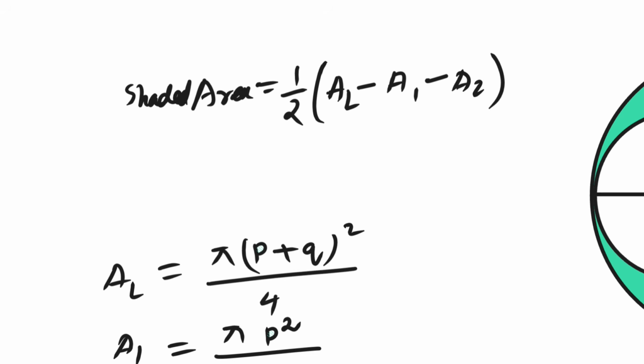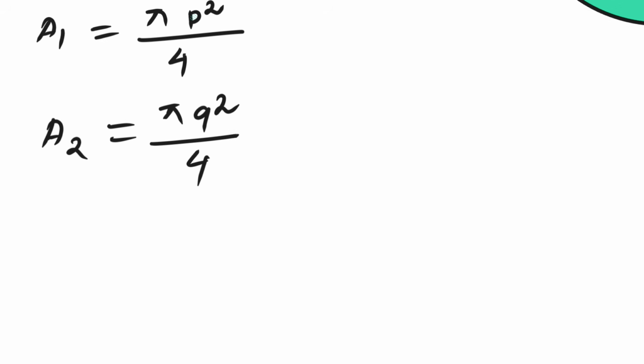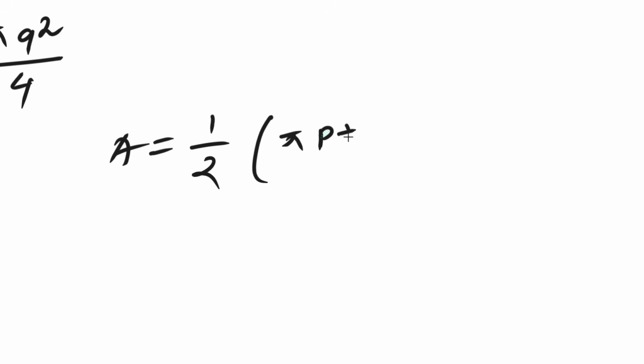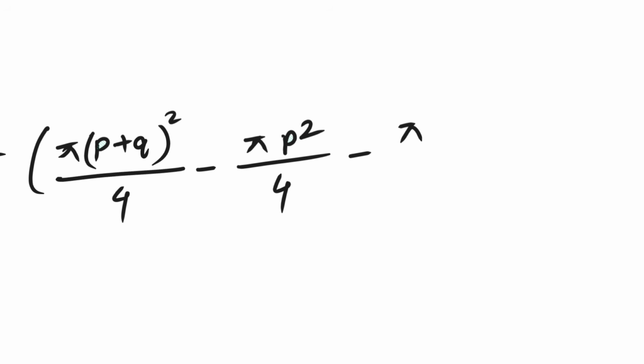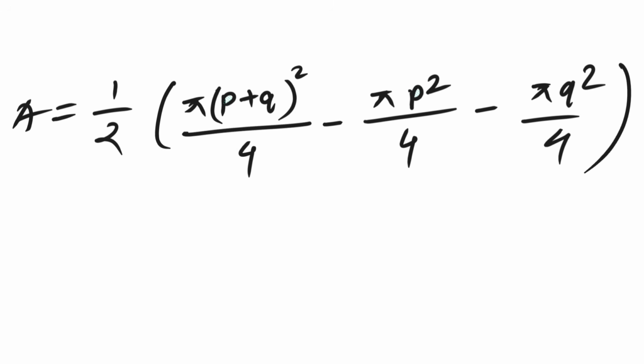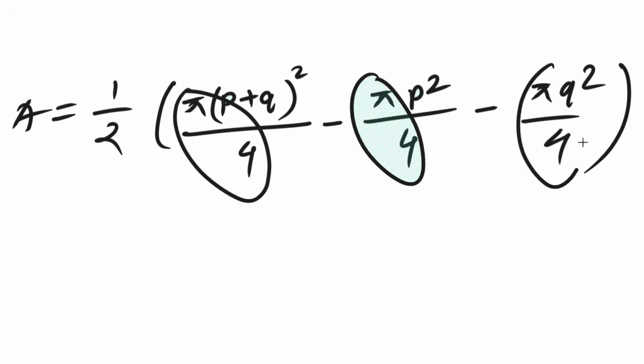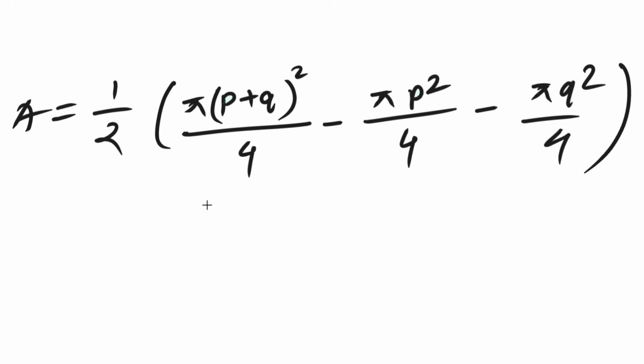So, our shaded area becomes 1/2 multiplied by the quantity pi multiplied by P plus Q whole squared divided by 4 minus pi multiplied by P squared divided by 4 minus pi multiplied by Q squared divided by 4. Now, let's simplify this carefully. Since every term contains pi divided by 4, we can factor that out.